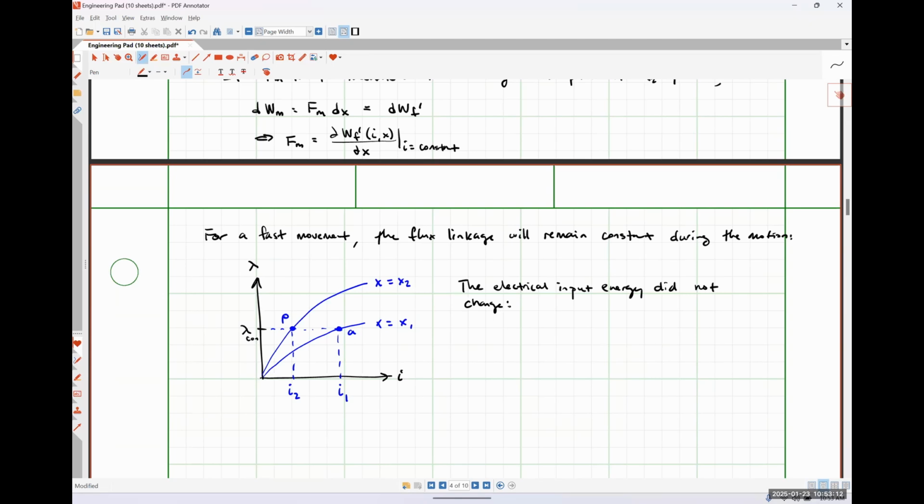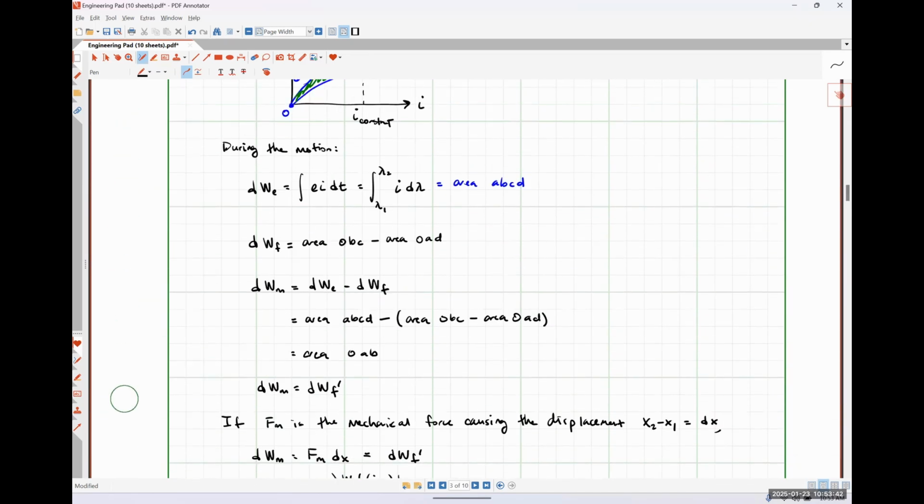And the reason why I'm saying that is because the change in flux linkage has to be 0 if the flux linkage is constant, right? So we don't have any electrical input energy change. So that means that dWf plus dWm for this system has to be equal to 0.